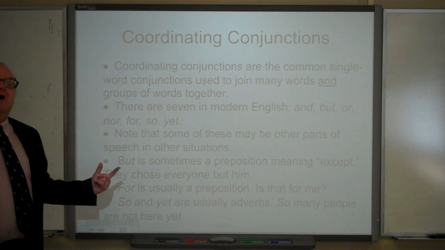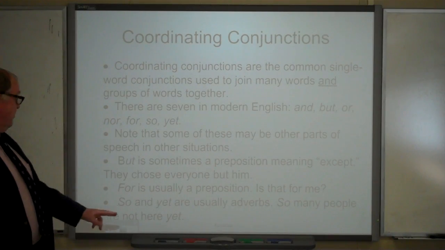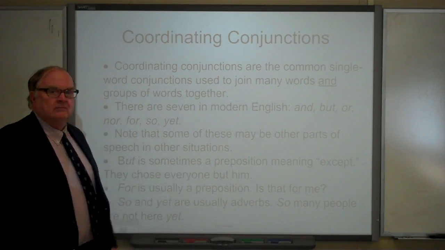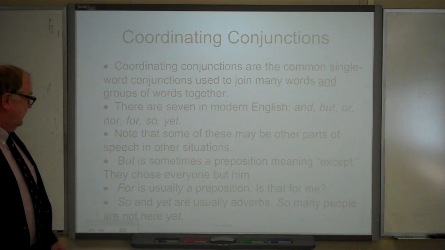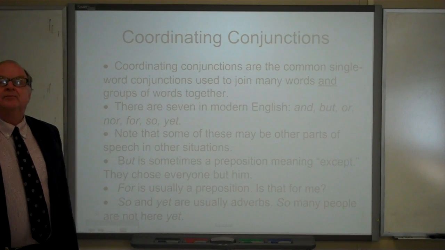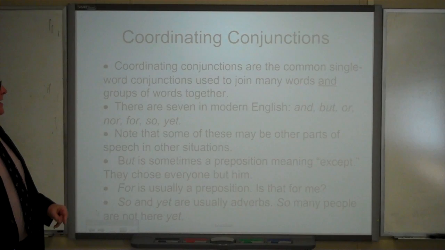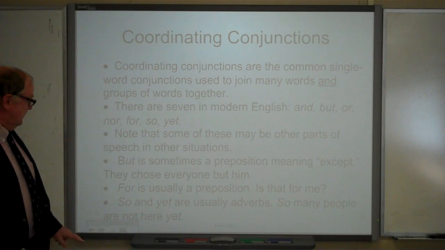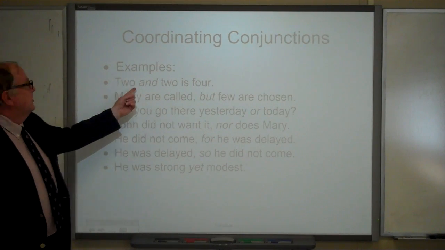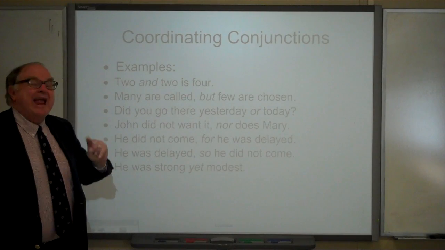For is usually a preposition, but it can be a conjunction. So, you say, is that for me? There, for me is a prepositional phrase, for is a preposition. So and yet are usually adverbs, although they can be conjunctions. So many people are not here yet. In this case, so modifies many. It's an adverb. Yet answers the question when. Again, it's an adverb. Occasionally for, so, and yet can be conjunctions. So here are some examples. 2 and 2 is 4. Again, the 2 twos are joined with the and.